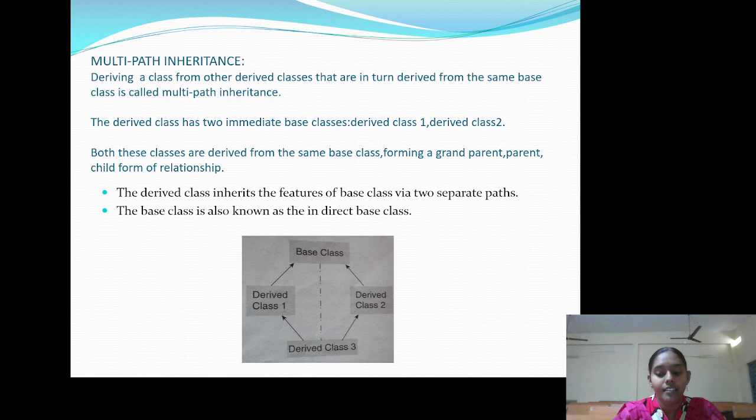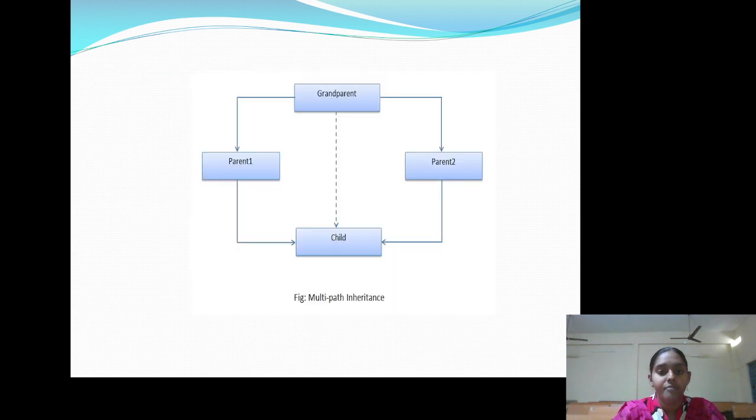For clear understanding, let's take another example, that is, grandparent, parent 1, parent 2, child. Parent 1 inherits the properties of grandparent and parent 2 inherits the properties of grandparent, and parent 1 and parent 2 have their own properties or features. The child is inheriting the features of parent 1 and parent 2, and at the same time it is inheriting the features of the grandparent and has its own properties. In programming, let's take an example.